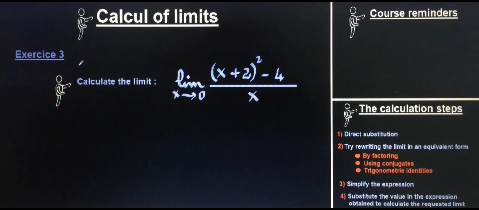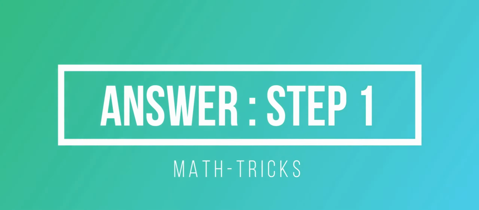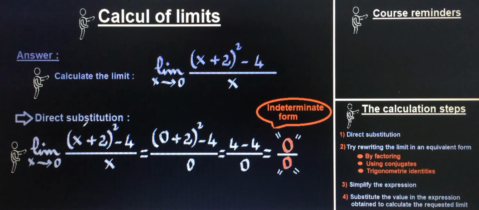Exercise number 3. Calculate the limit as x approaches 0 of the expression x plus 2 squared minus 4 divided by x. Step number 1. Make direct substitution. When we substitute the value x equals 0 in the expression x plus 2 squared minus 4 divided by x, we get 0 divided by 0, which is an indeterminate form.